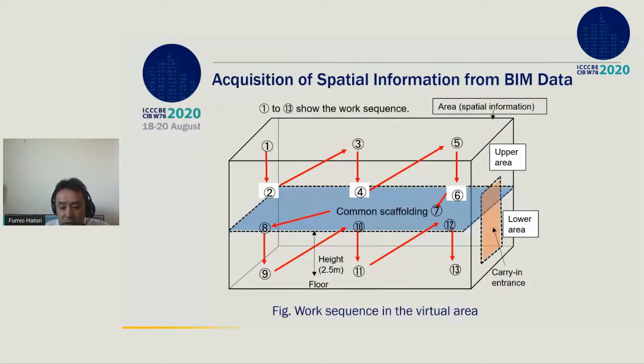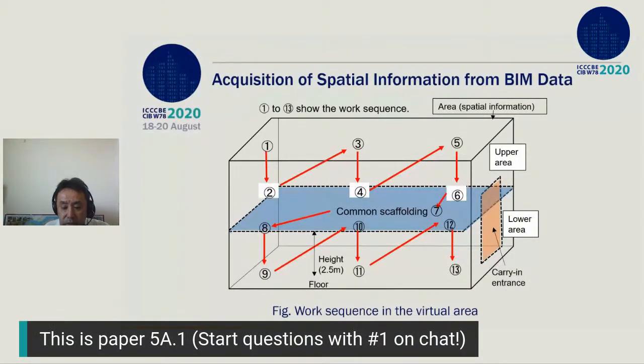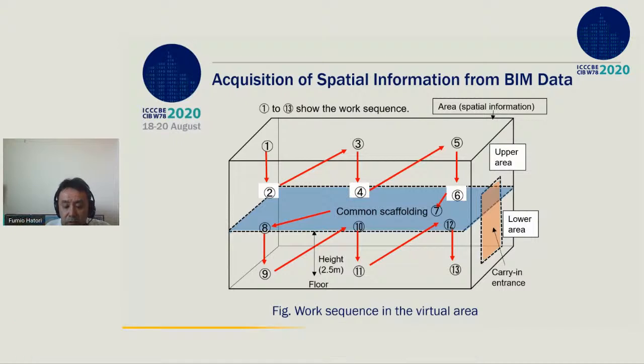This figure shows the sequence schematically as I explained in the previous slide. At first, we choose the construction planning area and divide the inside into upper and lower area and set there scaffoldings. And we set the carrying entrance for products. Then the order of carry-in products can be decided based on the location of each product. Location data can be obtained from BIM spatial information, and it is possible to automatically set the data for the simulation with these rules.